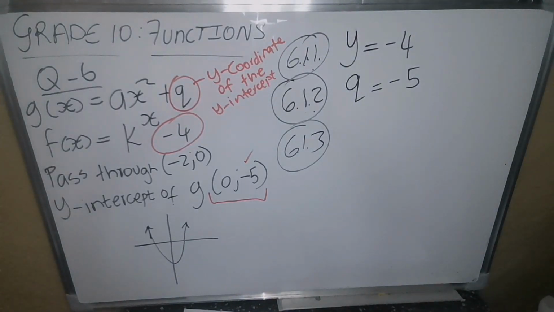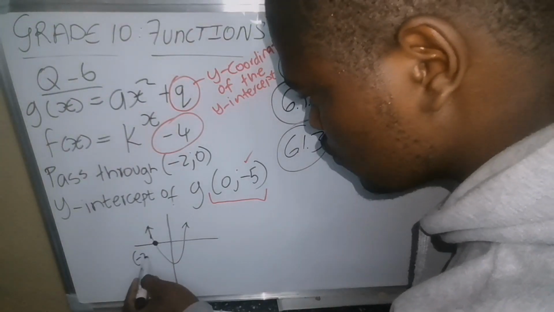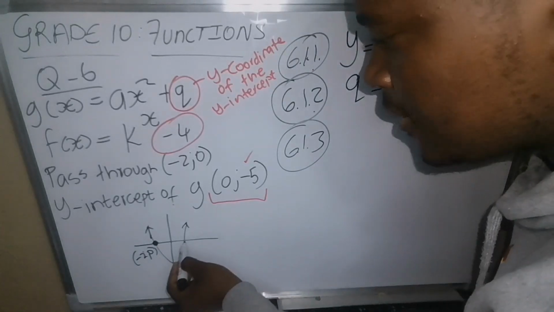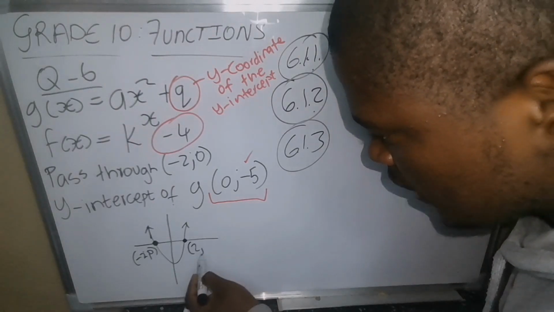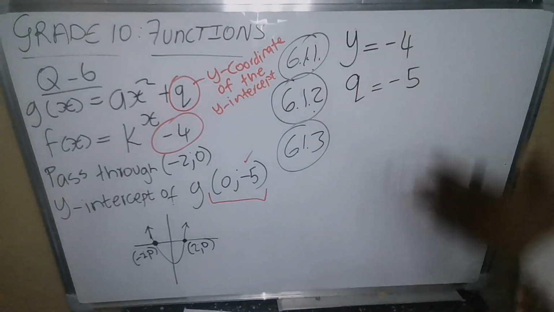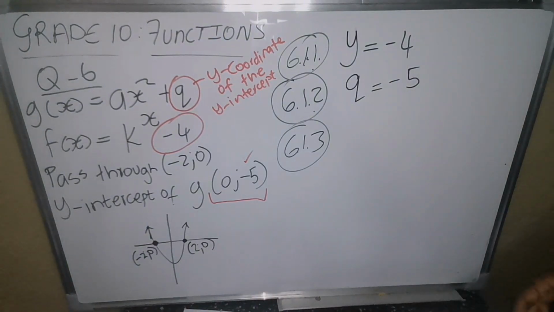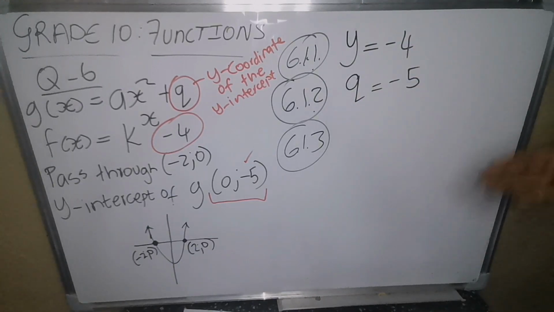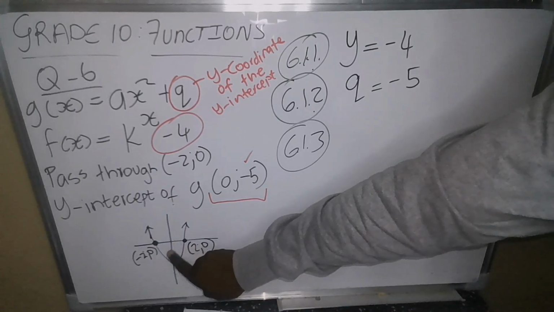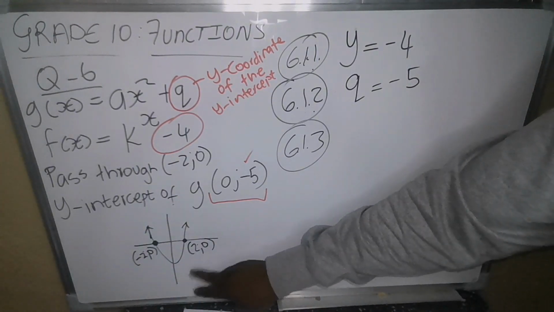If you've got the coordinates on this side, let me just say (−2; 0), then the other coordinates on the other side are going to be the same, but with the sign changed: (2; 0). This is because the parabola is cut in the middle by the axis of symmetry. So the x-intercepts are the same length from the origin, 2 units to the left and 2 units to the right. They just change the sign.